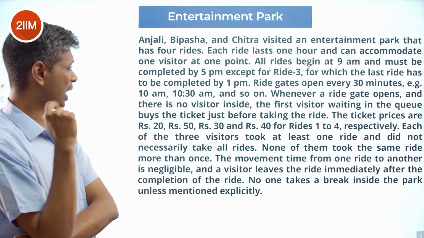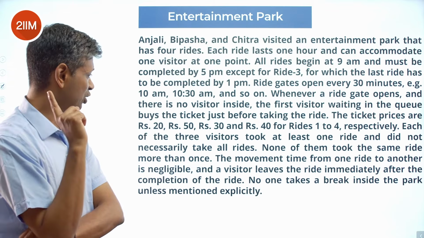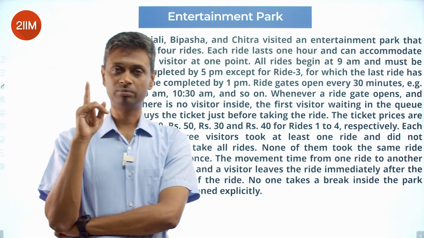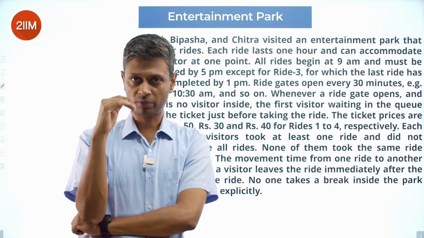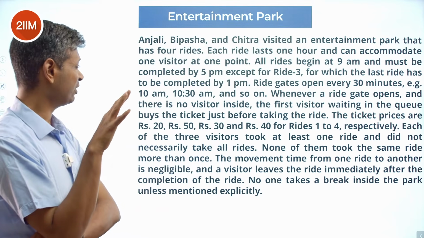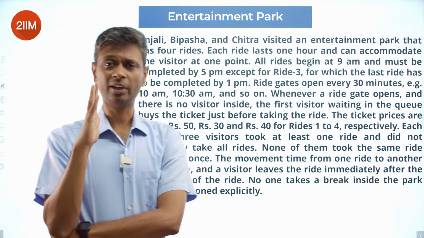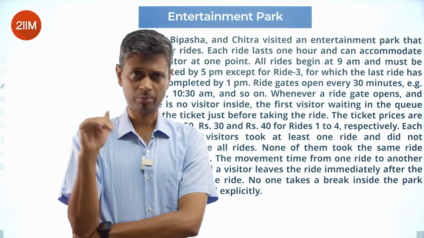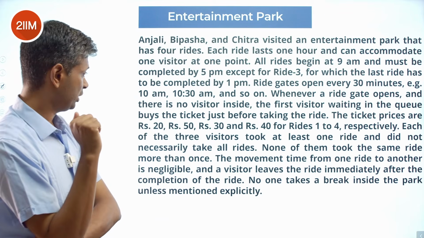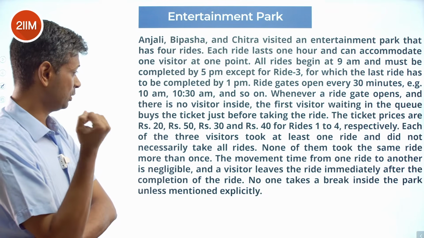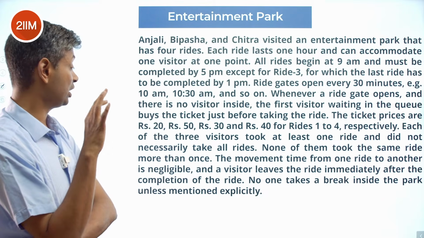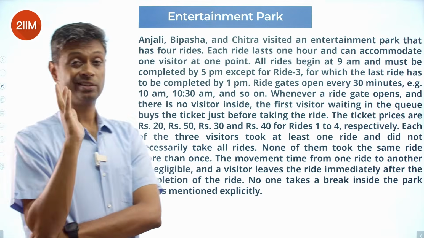Each of the 3 visitors took at least 1 ride and did not necessarily take all rides. So, 1, 2, 3, 4 is the total number of rides possible for each person. None of them took the same ride more than once. Nobody says, I really like ride 1, I'll do it thrice. Not happening. The movement time from one ride to another is negligible, and a visitor leaves a ride immediately after the completion of the ride. That is what they're trying to tell us.